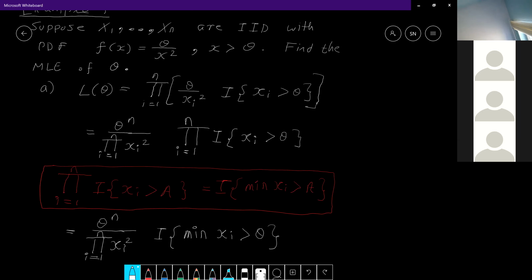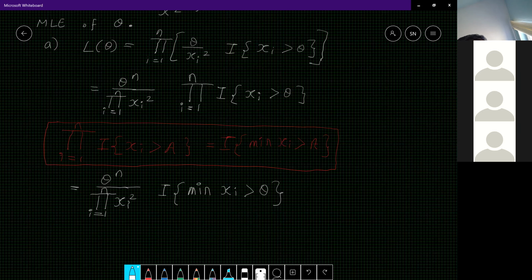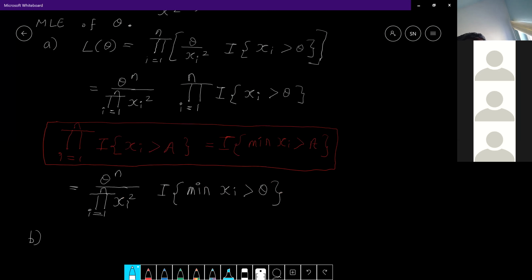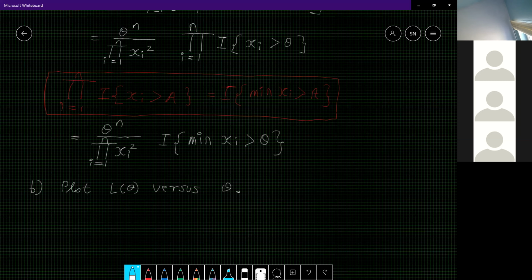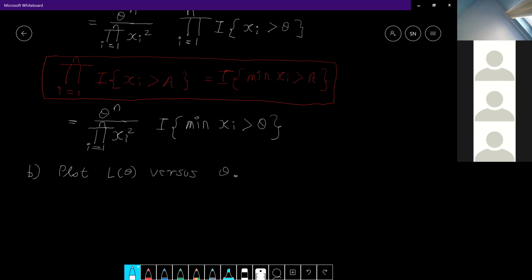All right, guys, you with me? All right. Okay, so that's part A. Now part B is to plot L of theta versus theta, right? So if you plot this, what do you think it should look like?